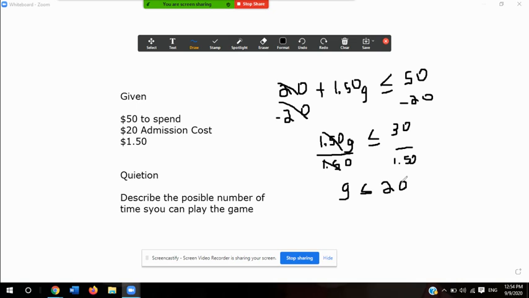And ladies and gentlemen, less than or equal to, let me write that, because although there's a line here, I don't think you can appreciate it very well. There you go. That's better. G is less than or equal to 20.